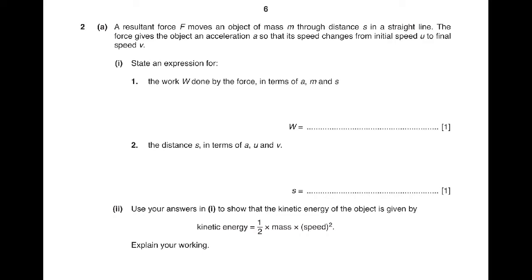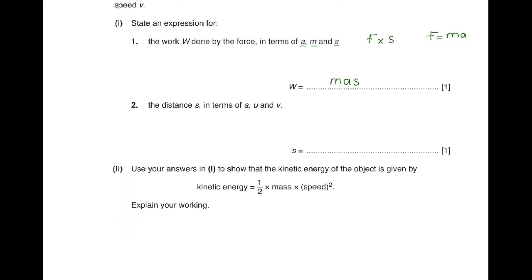Well, we know that work is force times the distance moved in the direction of the force, which in our case is s. But we have to give this in terms of a, m and s, not F and s. So we're going to have to use the fact that F equals ma to rewrite this. So instead of writing F, we'll write ma times s. So there's our work done.